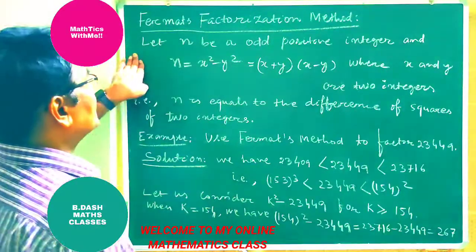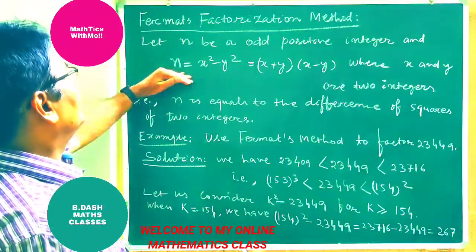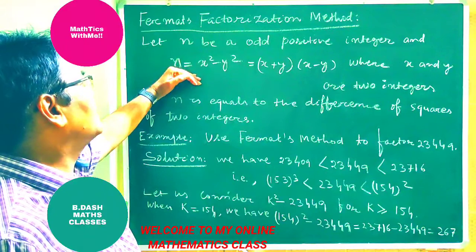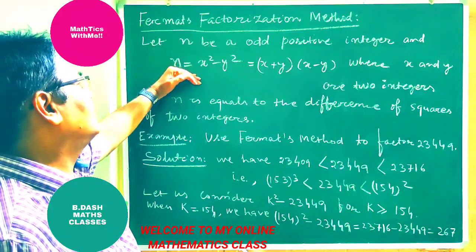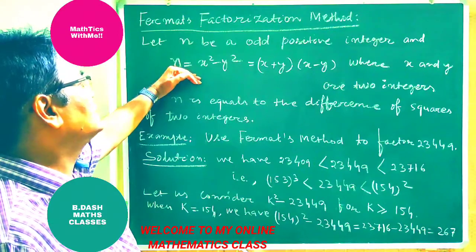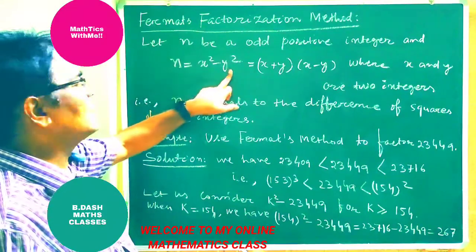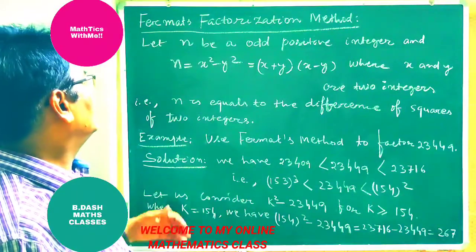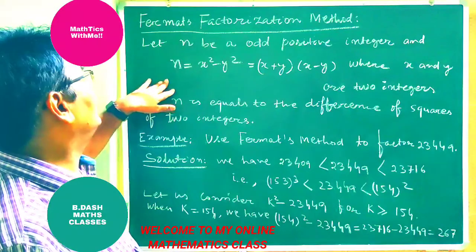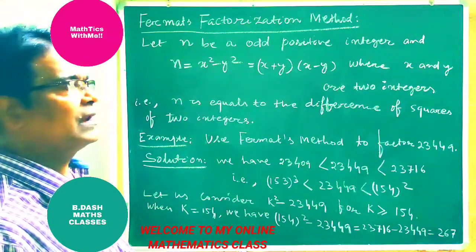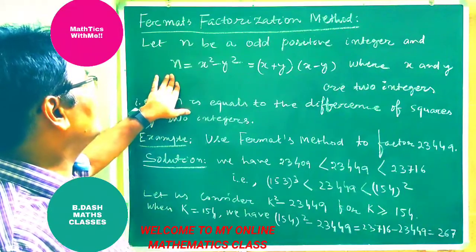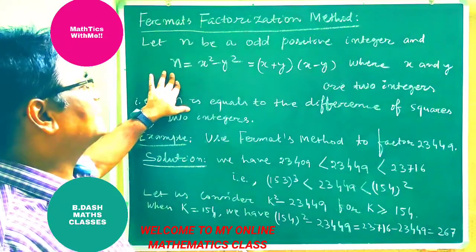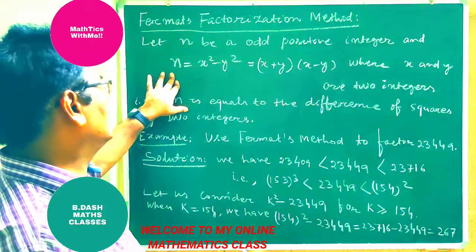Now, Fermat's factorization method. This method says if n is a positive integer and it can be expressed as the difference between squares of two integers, like x square minus y square, we can write it as x plus y into x minus y. Then we can say n is factorized by Fermat's factorization method. So here n is equal to x square minus y square, n is an odd positive integer, and x and y are two integers.